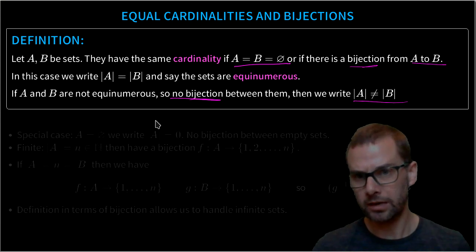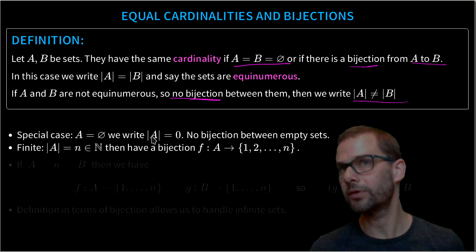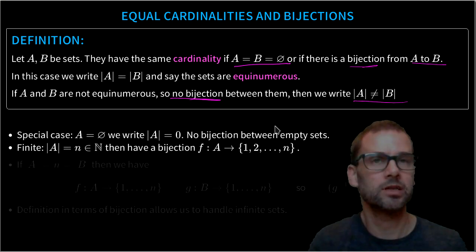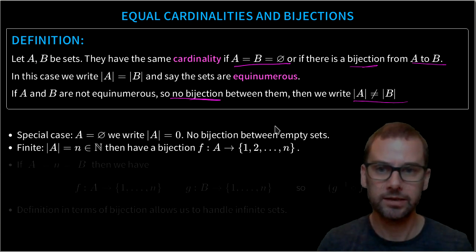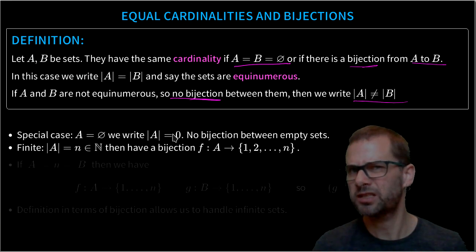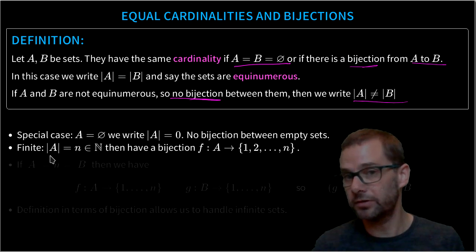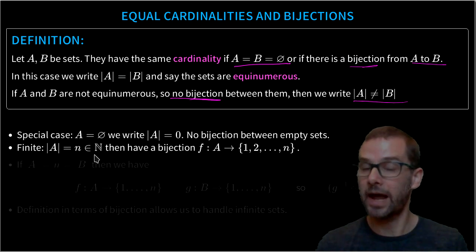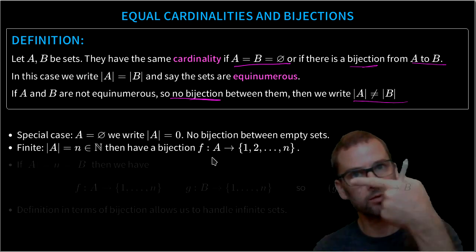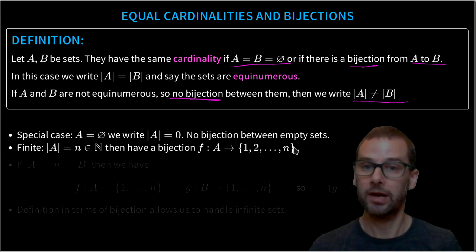Now, a special case: if A is the empty set, we write that the cardinality of A is equal to 0, and we do this because there's no way to define a bijection between empty sets. We define functions on non-empty sets. So again, this is a special case that we have to put to one side. Now, when the set is finite, then we often write that the size of A is some natural number n, and this we take to mean that there's a bijection, just like there was on the previous slide, between A and the subset of the natural numbers 1 through n.